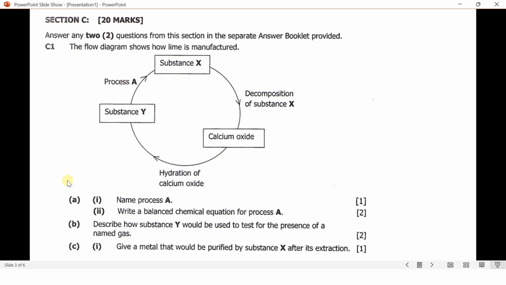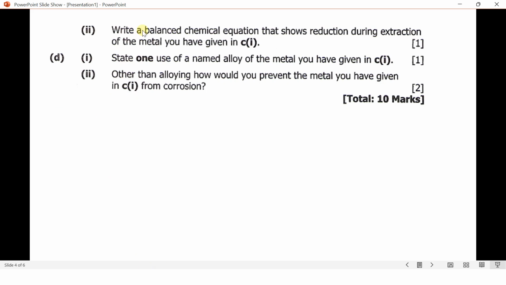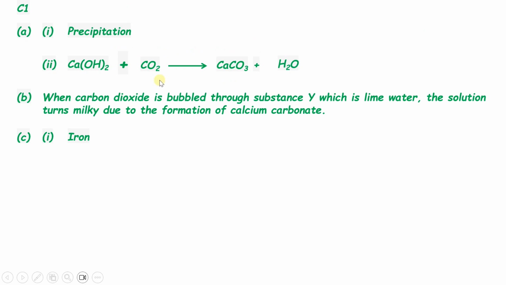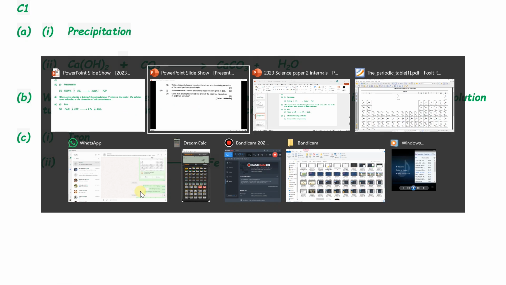Then part 2 says write a balanced chemical equation that shows reduction during extraction of the metal you have named in C part 1. So let's write a reduction reaction for iron. Iron oxide plus carbon monoxide gives us the metal iron plus carbon dioxide. To balance, you put 2 here, you put 3 here, you put 3 here, then it is balanced. This is the equation.